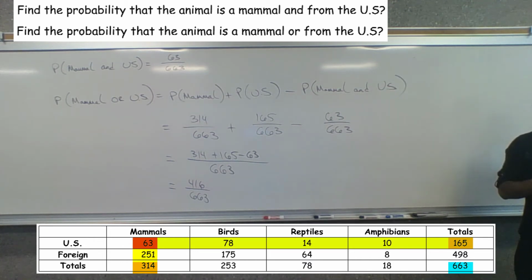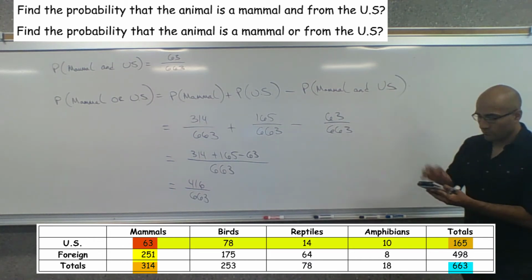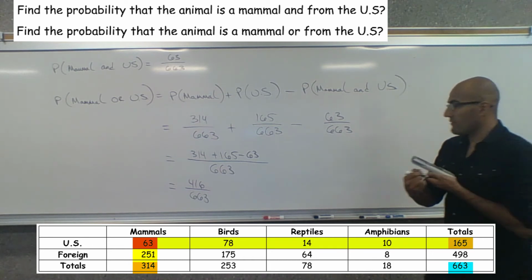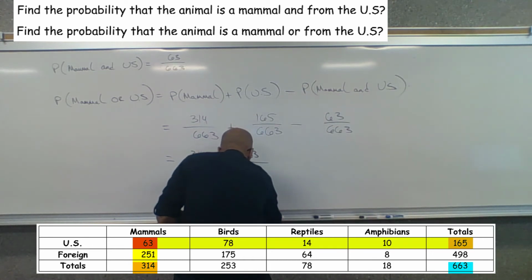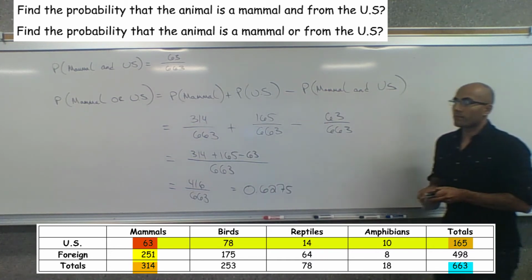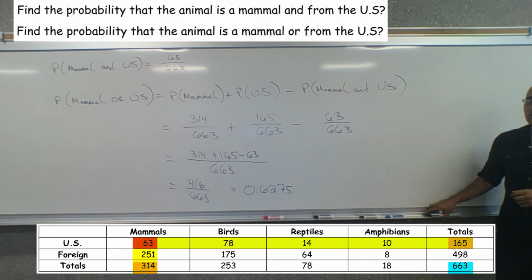So what is that as a decimal? That's 416 divided by 663, which is 0.6275. Good. Any questions about this one?